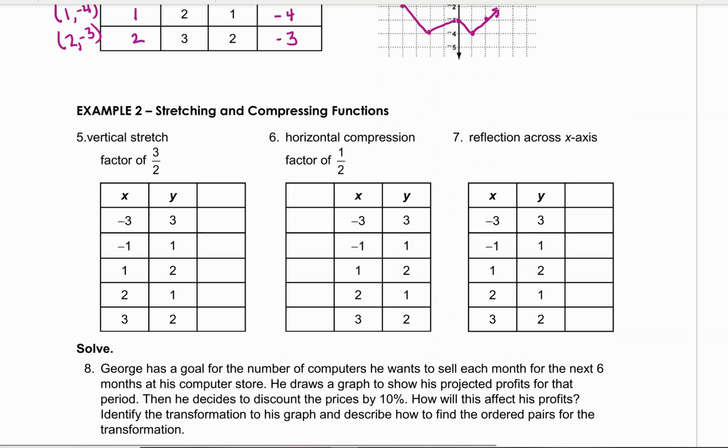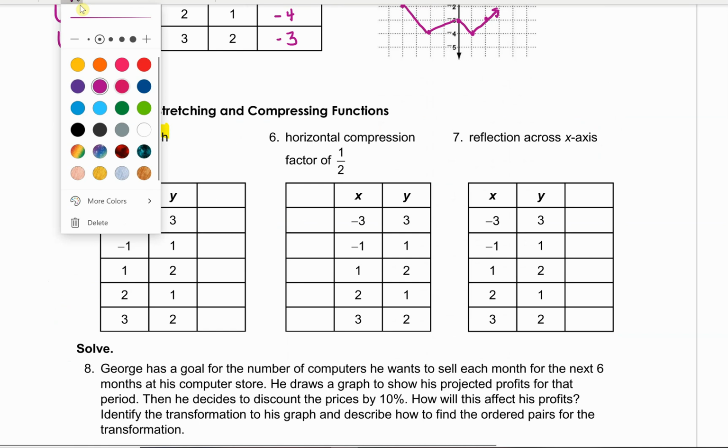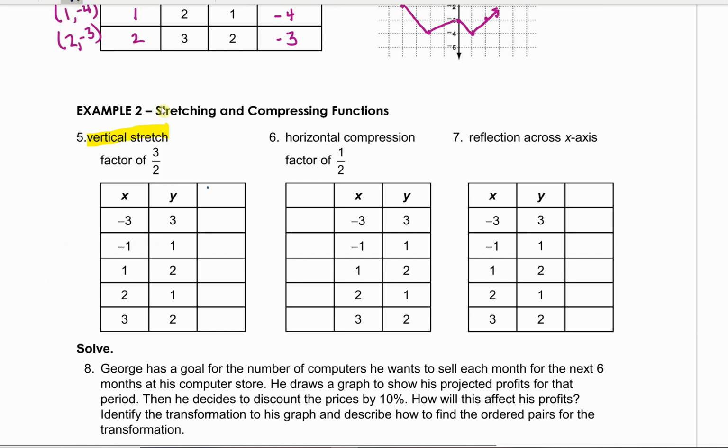All right, stretching and compressing. Vertical stretch by a factor of 3/2. Vertical stretch means we are multiplying the y value by 3/2. So we'll have -3, and 3 times 3/2, that'd be 9/2. 1 times 3/2 is 3/2. 2 times 3/2 is 3. 1 times 3/2 is 3/2, and 2 times 3/2 is 3.